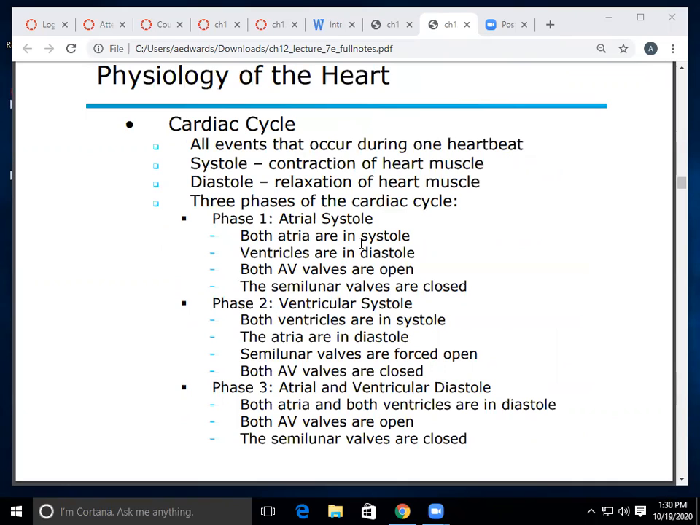All right, so let's pause and talk about the conduction system in the heart. You'll be okay.